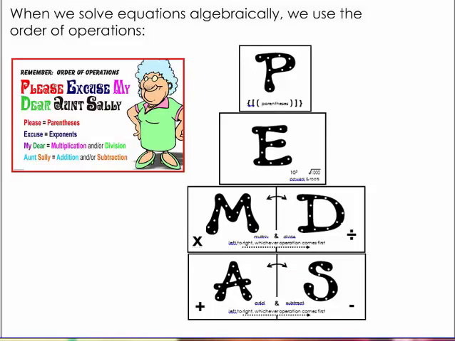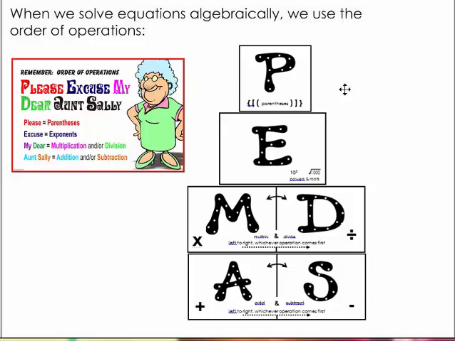When we solve equations algebraically, we use the order of operations. And there is a specific order that we follow. We have an acronym, PEMDAS, and a lot of people pronounce this PEMDAS. And it specifically tells us what order we must follow when solving equations algebraically. We remember PEMDAS by using the little saying, "Please excuse my dear Aunt Sally."